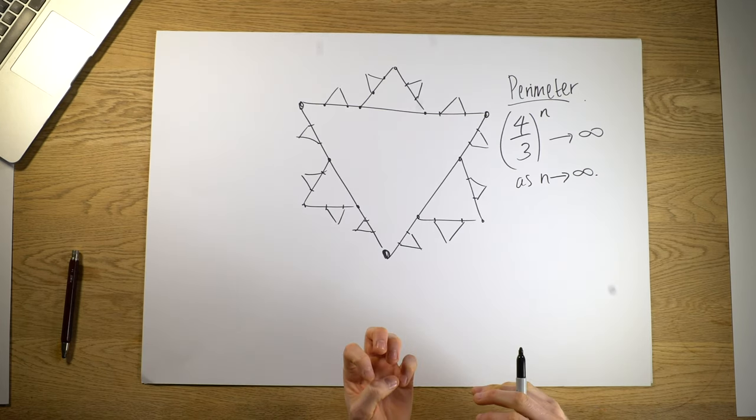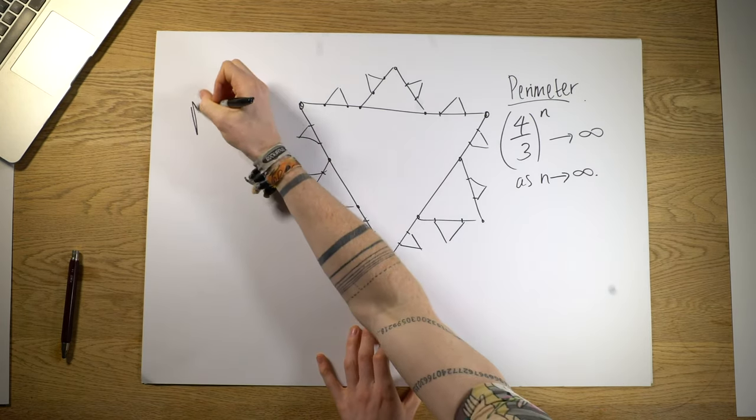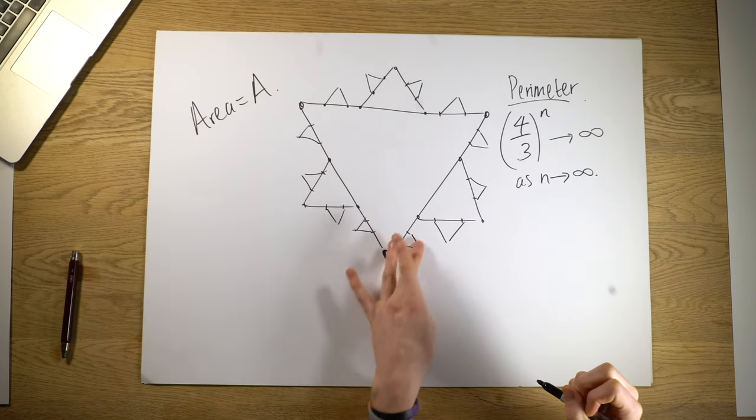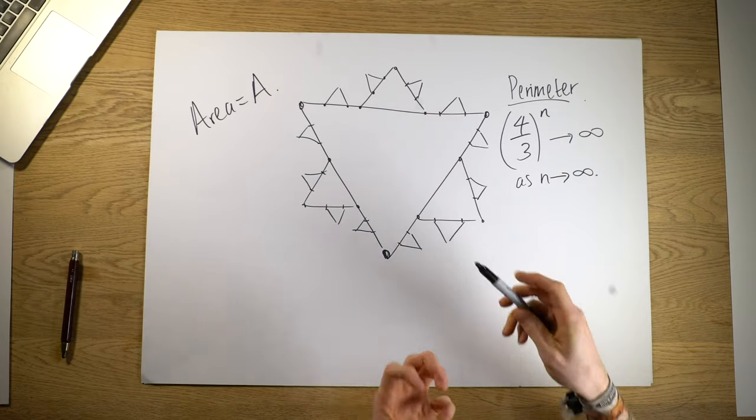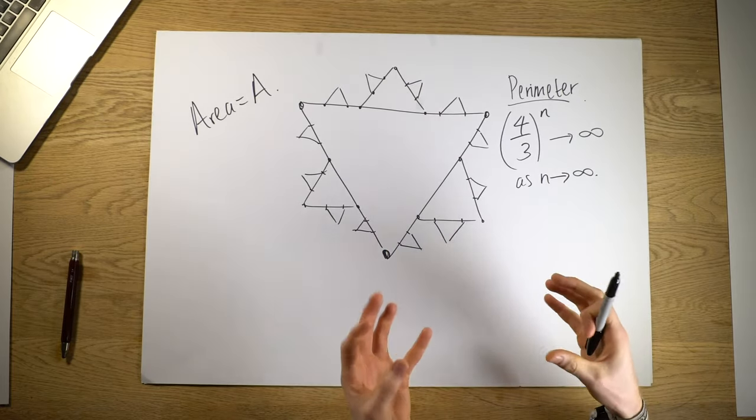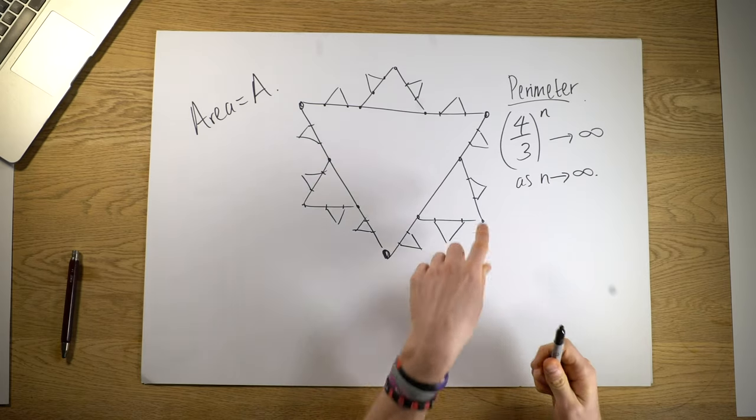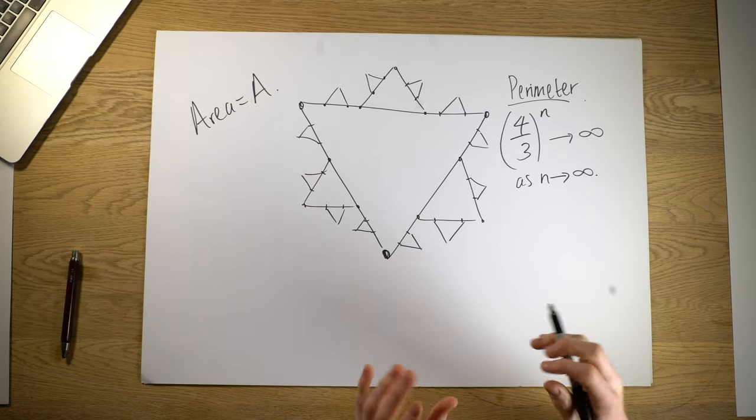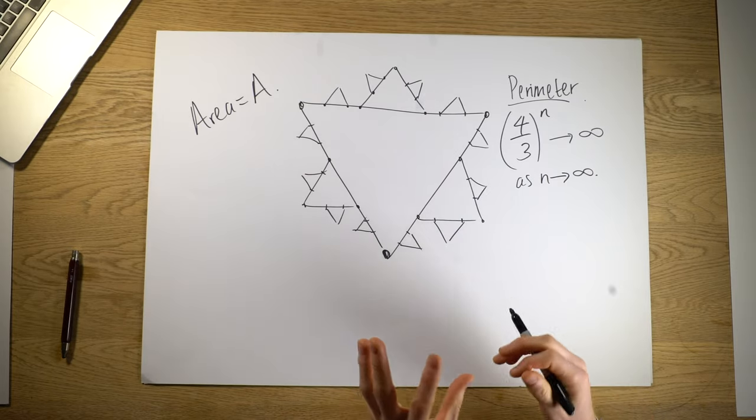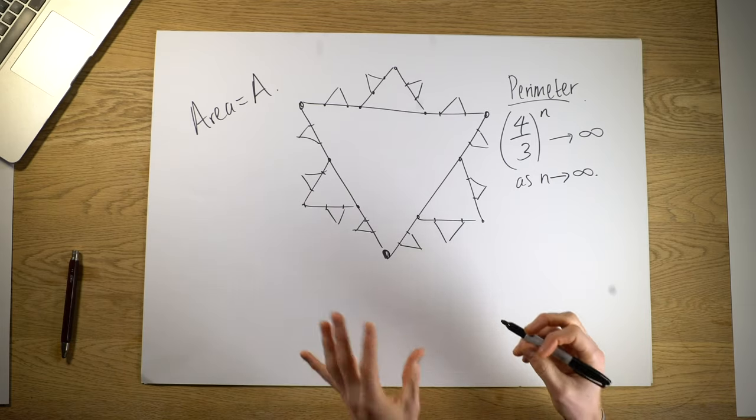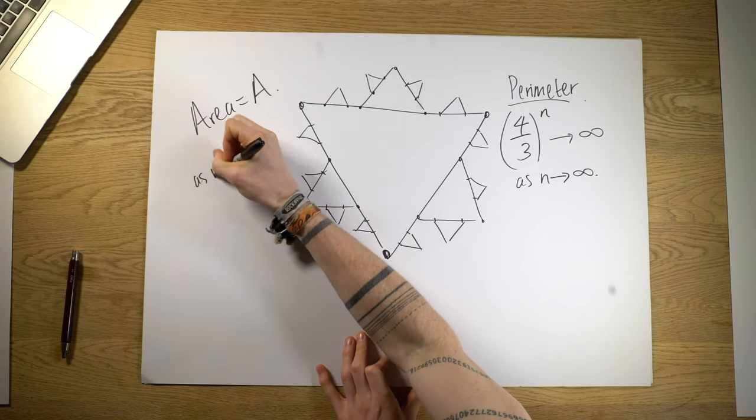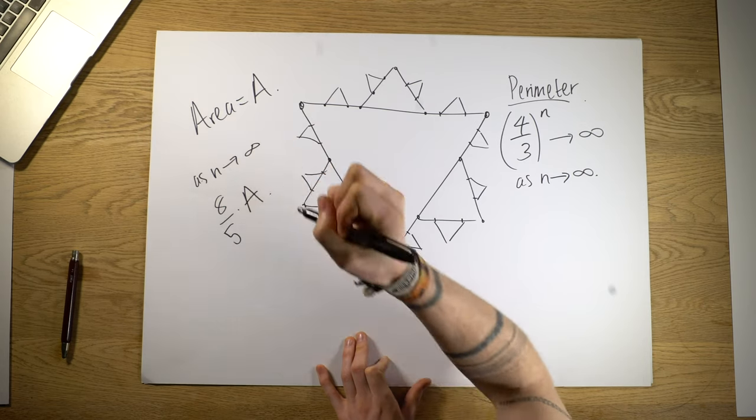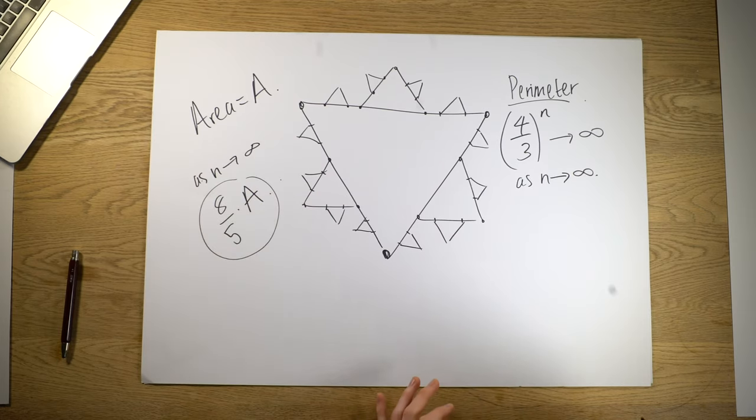Now the area inside our triangle, we have some starting value. Let's call it A for our initial first triangle. And then as we add on each little bit, we are increasing the area. But the point is that the bits we add are getting smaller and smaller. And they actually get small enough, quickly enough, as it were, to give us a finite area. So the total area as we let n go to infinity is equal to 8/5 times the area of our original triangle.